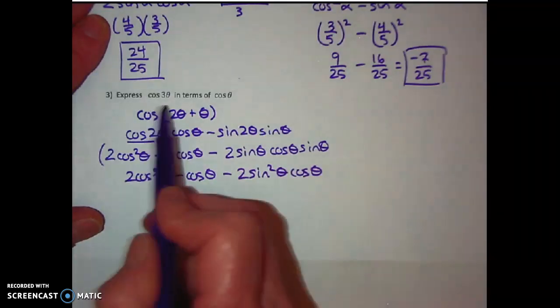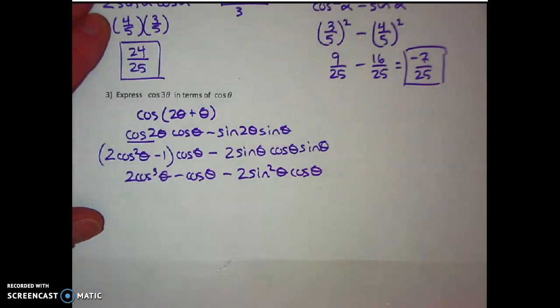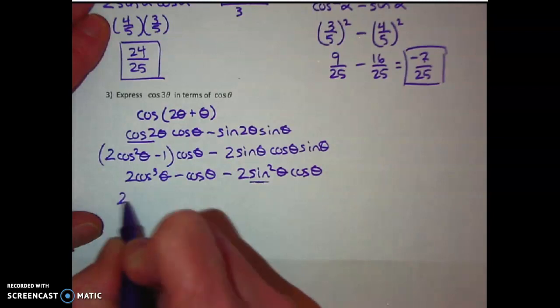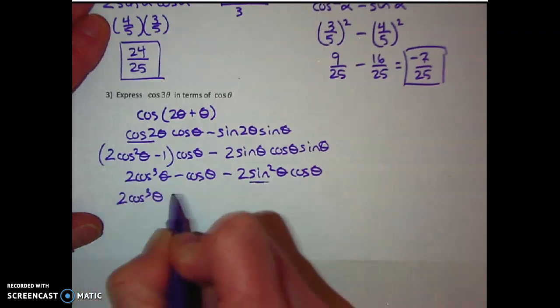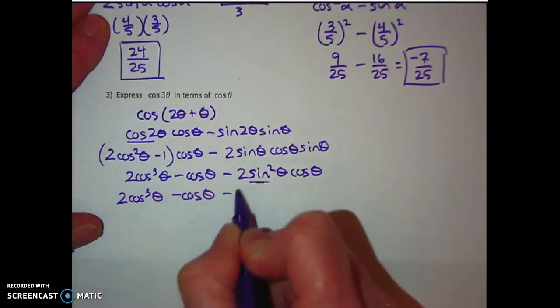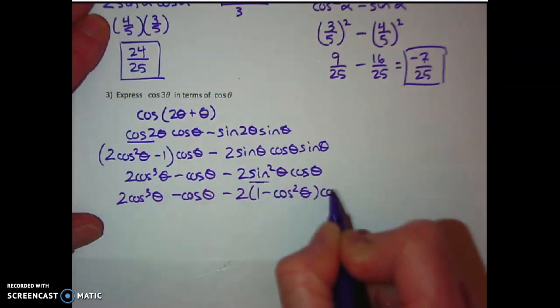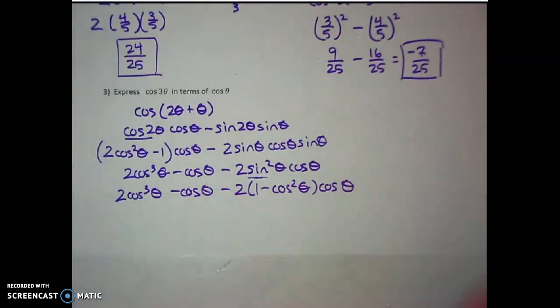I'm getting there. I don't have any coefficients in front of my theta anymore. And now hopefully you recognize that we can use a Pythagorean identity. So I'm going to rewrite this first part, and then I'm going to use the Pythagorean identity. I'd like you to pause the video and just do the distributing and combine your like terms and see what you come up with.